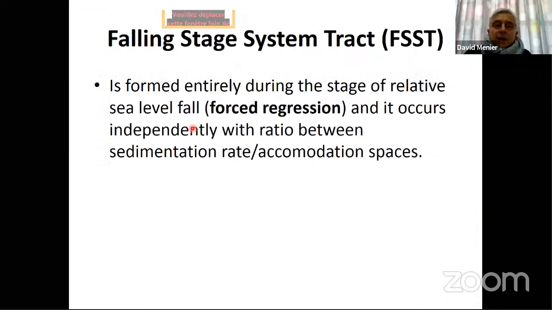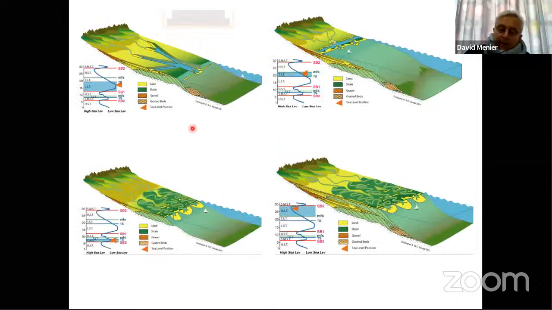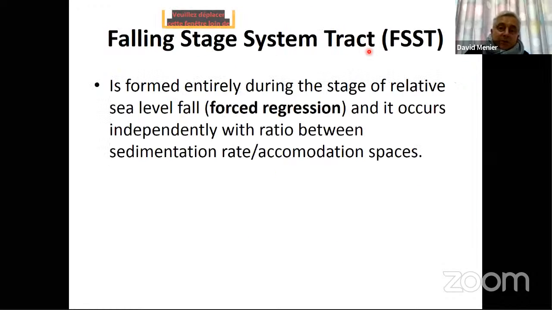So you have that, and after that, all the definitions of the terms that we can find in this sketch. The first one is falling stage system tract, that you can now find in different books. It's formed entirely during the stage of relative sea level fall, forced regressions, and it occurs independently of the ratio between sedimentation rate and accommodation space. This is one thing that is really important as well. You need space, you need accommodation space in order to preserve sediment.